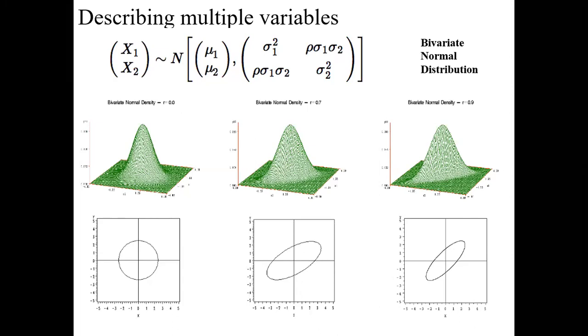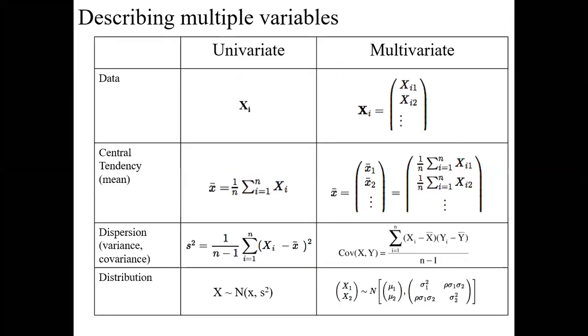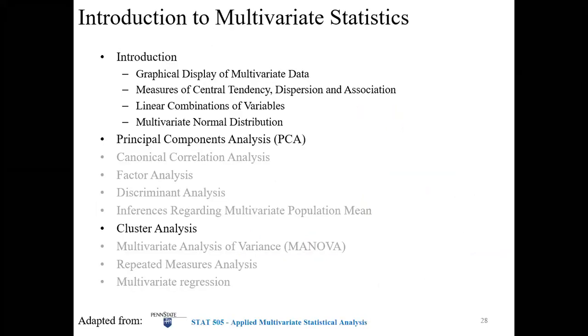And the greater the R value, that correlation coefficient, the more narrow and elongated the ellipse is going to be. I just put a summary in here to give you an idea about the notations used for describing both univariate and multivariate data. Okay, so now principal components analysis.